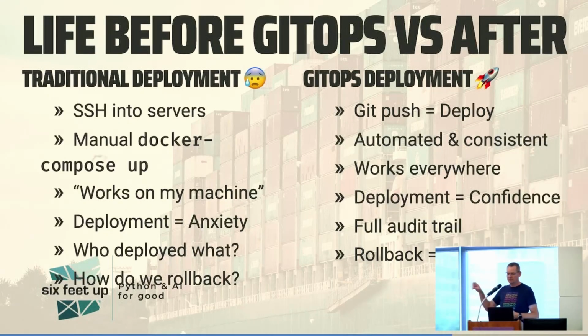This is the post-GitHub's GitOps world, which is a Git push should result in a deploy if you're in the right branches. It's automated and consistent. It should work everywhere. Should provide confidence, and everyone should be able to do this.